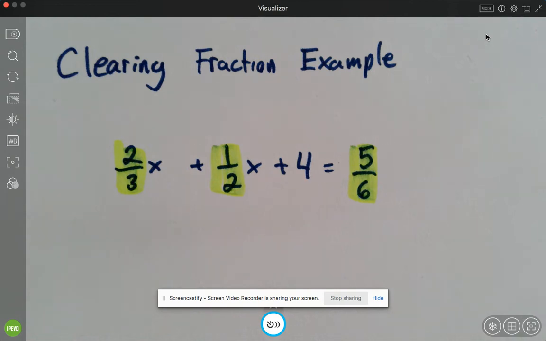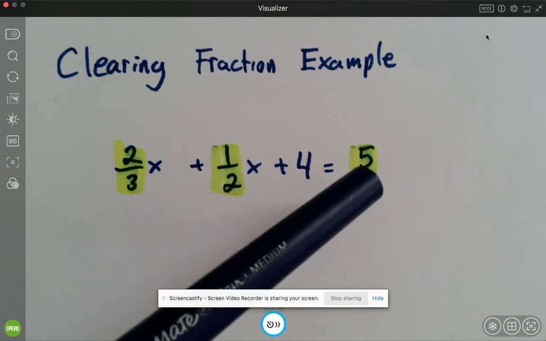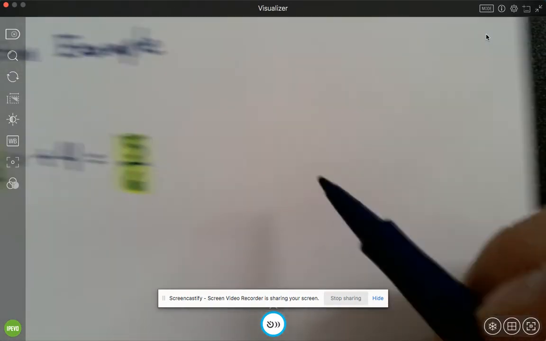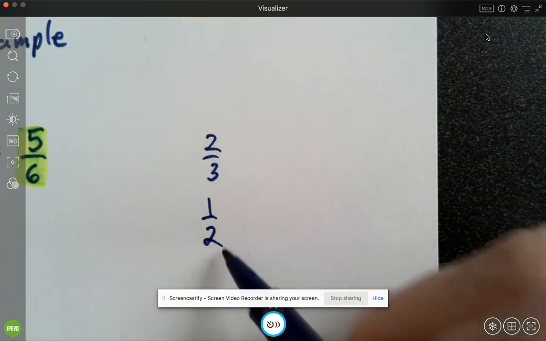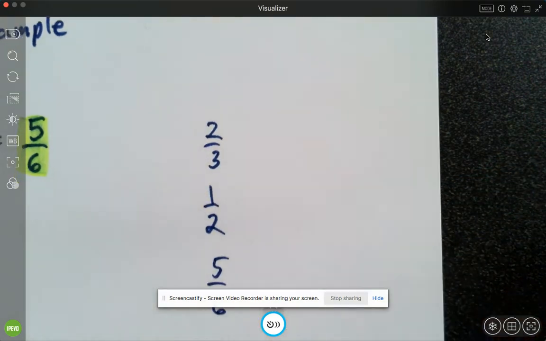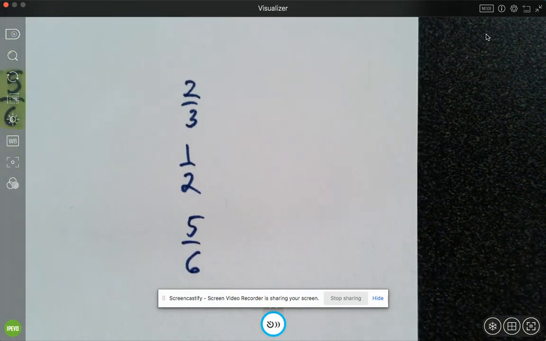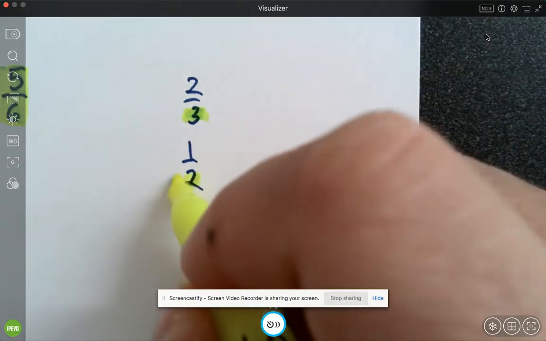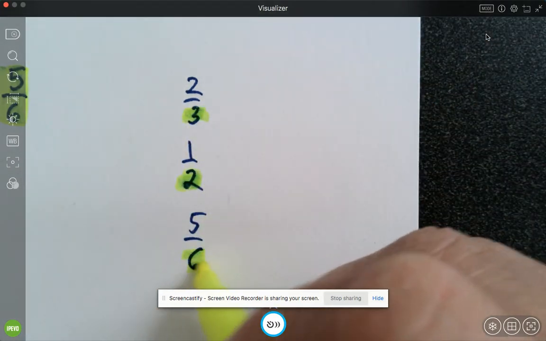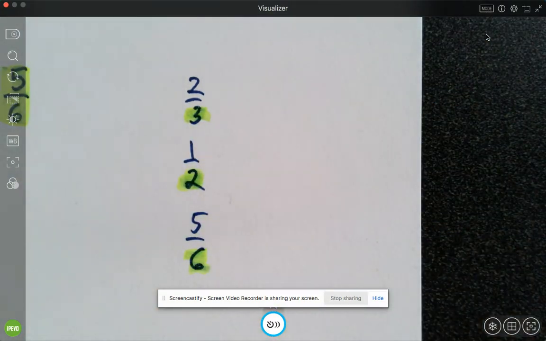Okay, so here's an example of how to clear fractions in an equation. You can see we have 2/3, 1/2, and 5/6. Pull that over to the side for a second. 2/3, 1/2, and 5/6. The first step is to find the least common denominator between the denominators 3, 2, and 6.